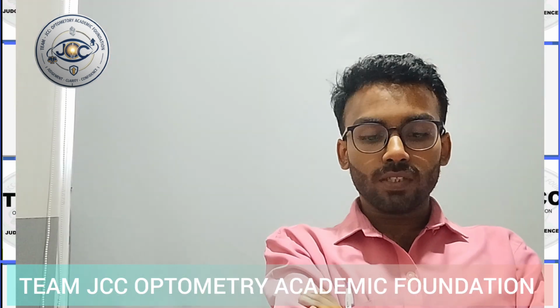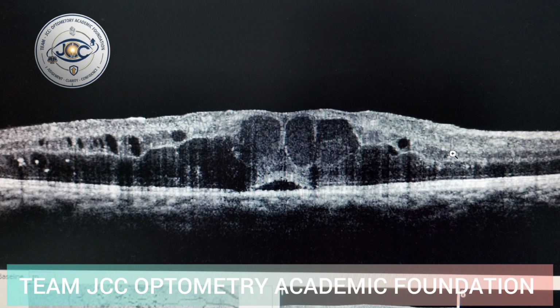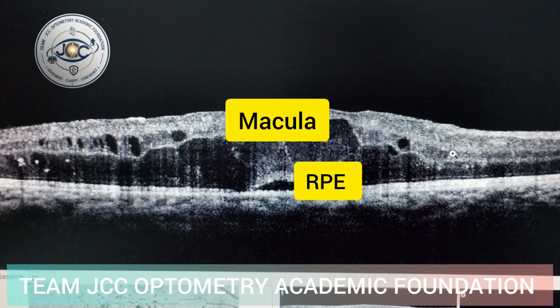Now first comes this picture. First tell me what you can see, what are the findings. In this picture you can see that the RPE layer is intact, but no macular contour is present. The macular contour is not present, there is no depression at the center.